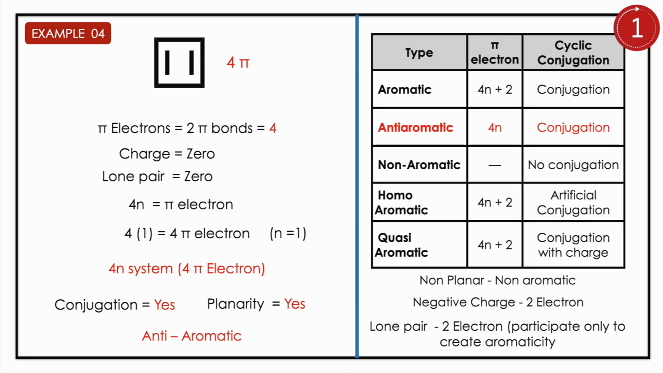It has 2 pi bonds, so 4 pi electrons, and charge is 0. Lone pair also 0, so 0 pi electrons. So it is the 4n system where n equals 1, totally 4 pi electrons. So 4n system, conjugation also there, alternate single and double bonds, and planarity also there. So the compound is an anti-aromatic compound.